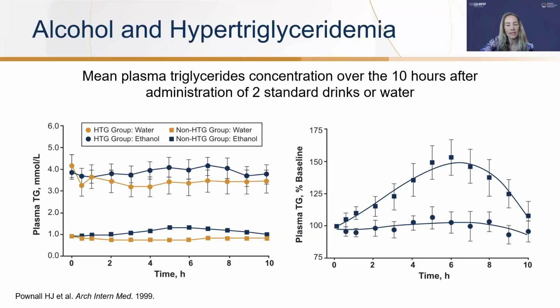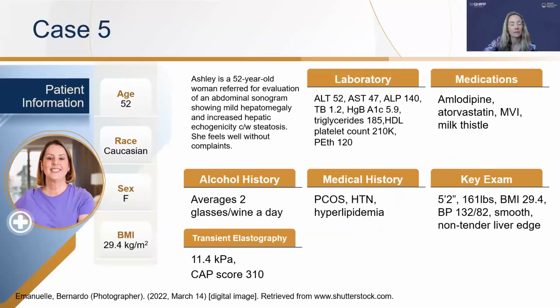So we know that alcohol acutely raises fasting triglyceride levels. We know that chronic alcohol use can cause elevated triglycerides. This effect is amplified with alcohol consumed with high-fat meals. And we know that for patients who have hypertriglyceridemia, excessive alcohol use on top of that can also raise their risk of developing pancreatitis.